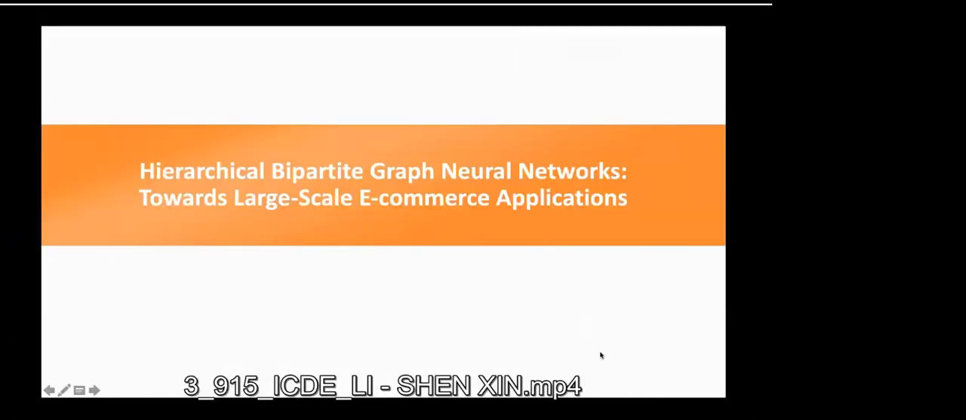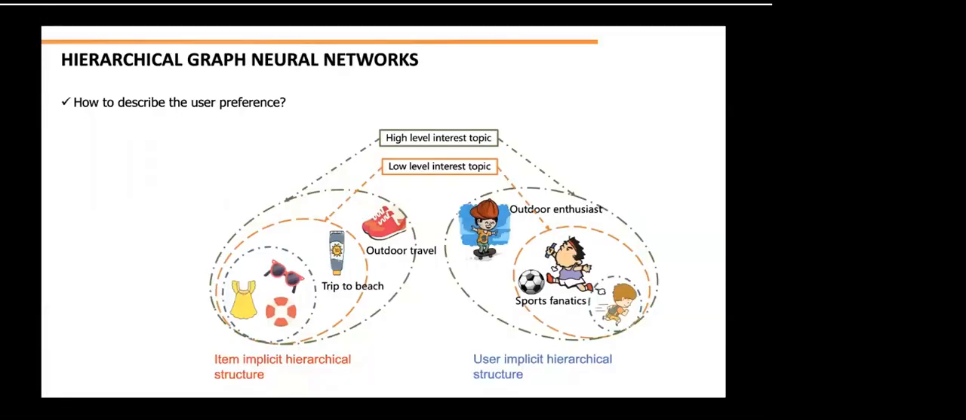Hello everyone, I am Shenxing from Nanyang Technological University. Today, I represent our team to introduce our work about hierarchical bipartite graph neural networks towards large-scale e-commerce applications. The e-commerce era is witnessing a rapid development of online retailers who have attracted increasing people favoring online shopping, which conveniently provides items of interest with personalized experience in our daily life.